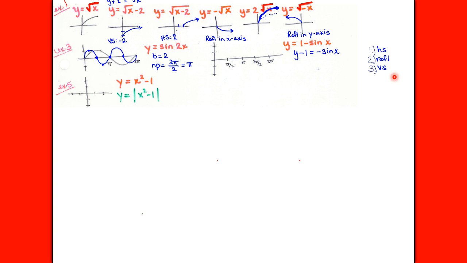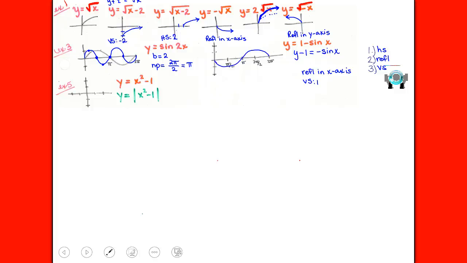So do we have a horizontal shift here? No. Do we have a reflection? Yeah, we have a reflection in what? The reflection is in the x-axis, right? So let's take our normal sine curve and let's reflect it in the x-axis. Then, do we have a vertical shift? What's your vertical shift going to be? Up 1, right? So vertical shift of positive 1.